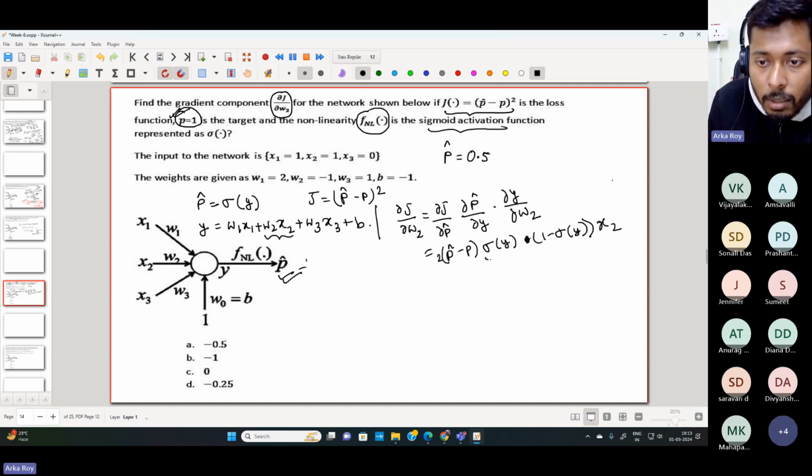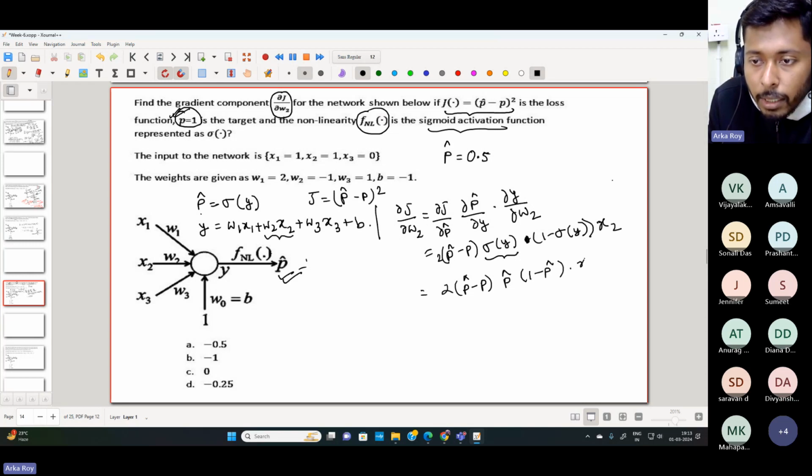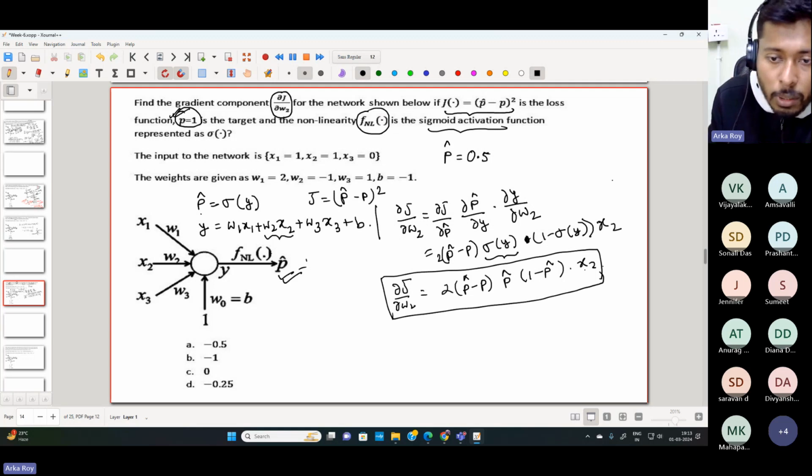Even this sigma of Y is basically P hat only. So I can even write it as 2 times (P hat minus P), then P hat into (1 minus P hat), into X2 into del J by del W2. So this is the final equation. Now we just need to put the values.